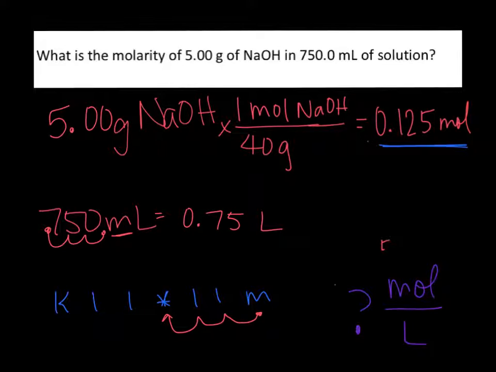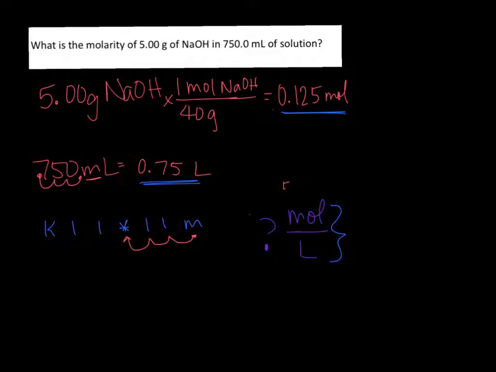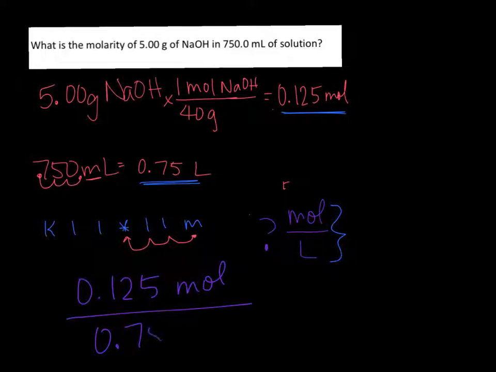So I'm going to take 0.125 moles and divide it by 0.75 liters in order to get moles per liter here. So I've got 0.125 moles at the top, and then we're using 0.75 liters, and so that would give us 0.167 molar.